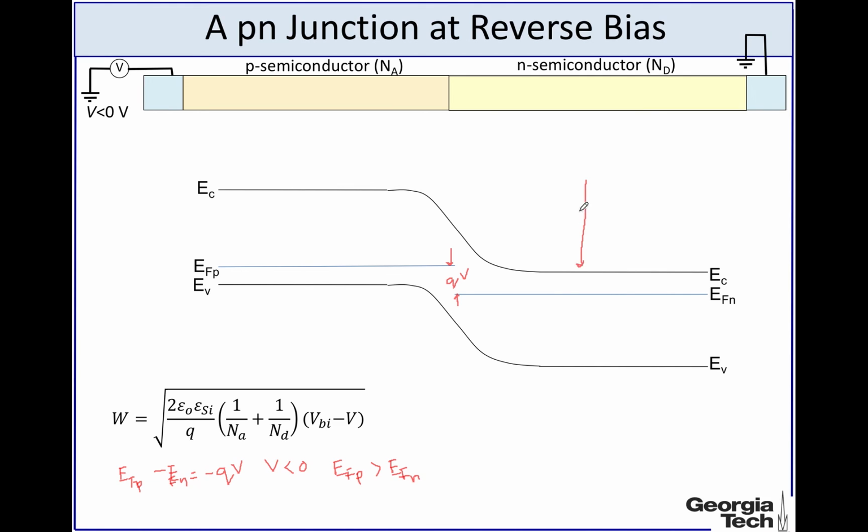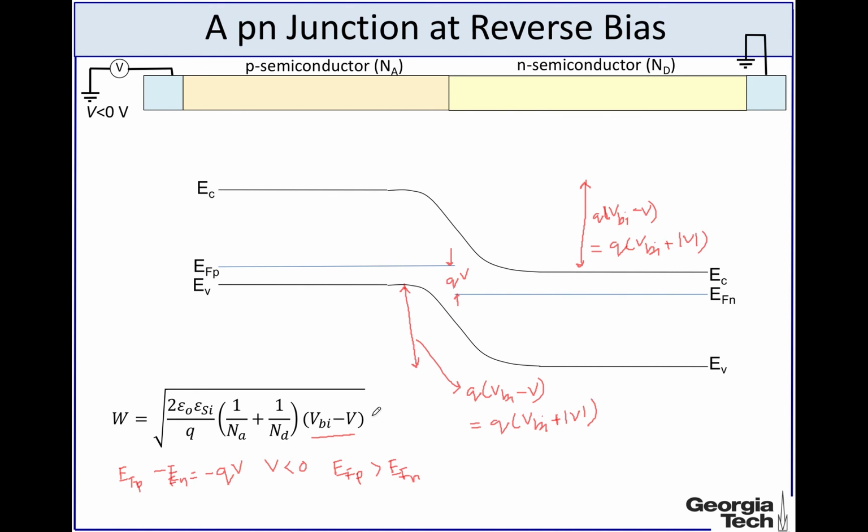and the barrier will now be QVBI minus V, but V is negative here, so it will be equal to QVBI plus the magnitude of V. And similarly, for the barrier height for holes at the valence band side, it will be equal to QVBI minus V, which is equal to QVBI plus the magnitude of V. And we can clearly see that as the reverse bias voltage increases, the depletion width will increase, because VBI minus V, with V being negative, will increase as the magnitude of V in the reverse bias increases.